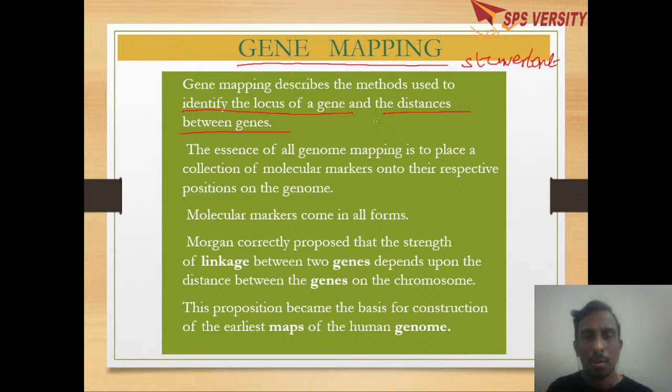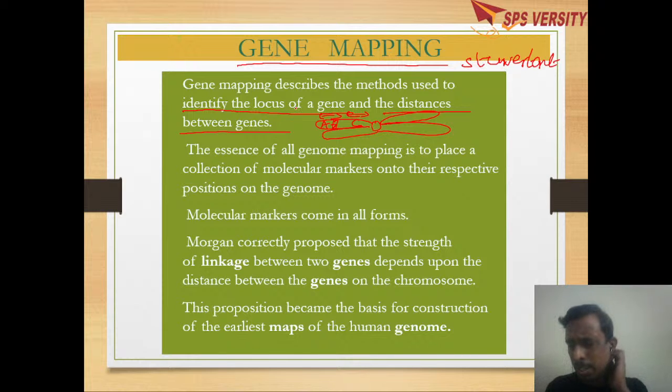That means on a chromosome there are genes. For example, if we take A, B, C, between A and B the distance is less, and between B and C the distance is more. So identifying the distance between genes and the locus of a gene at a particular place on a chromosome is called gene mapping.